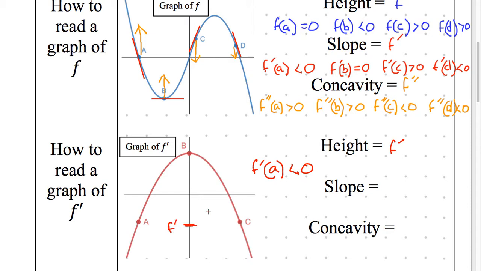It's not f anymore. What about f prime of b? What is the height at b? Positive. Is it 0 or positive? Because it's on the y-axis, right? But on the y-axis, the height is greater than 0. The x is 0.